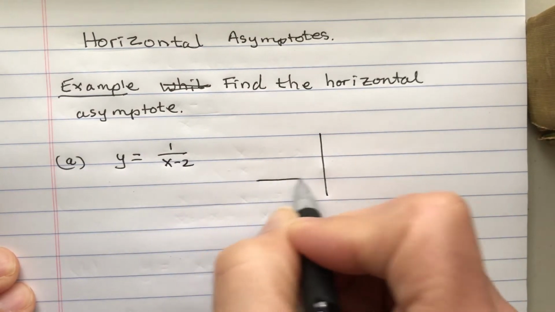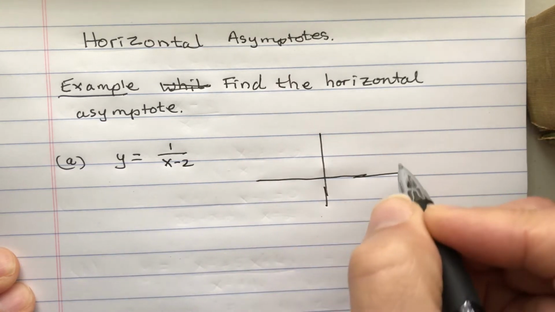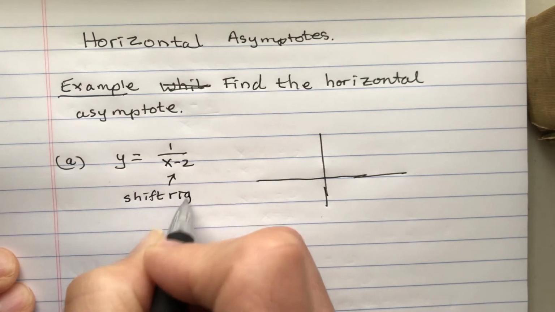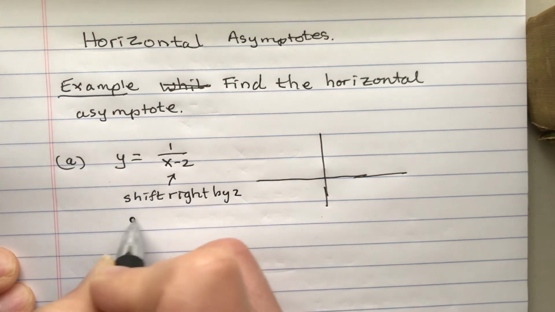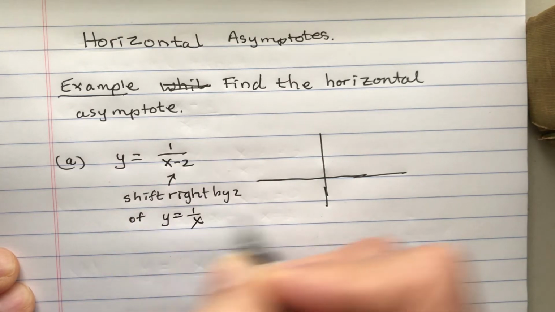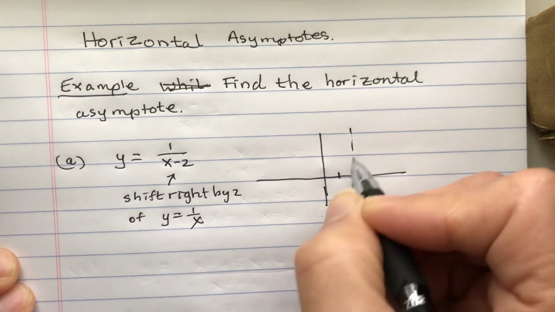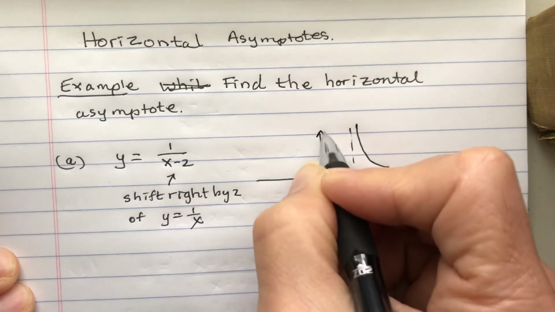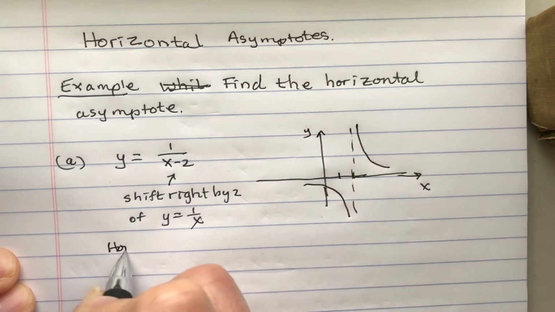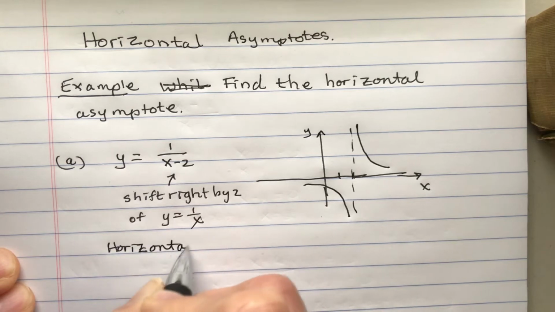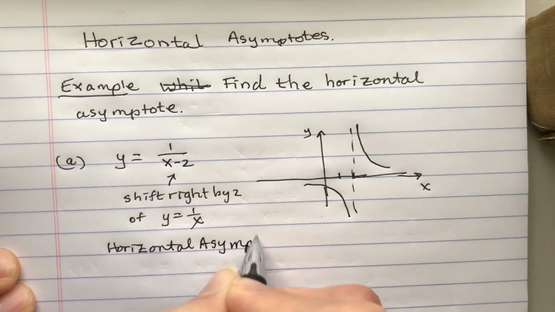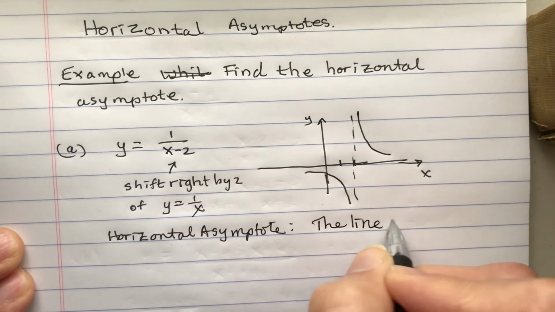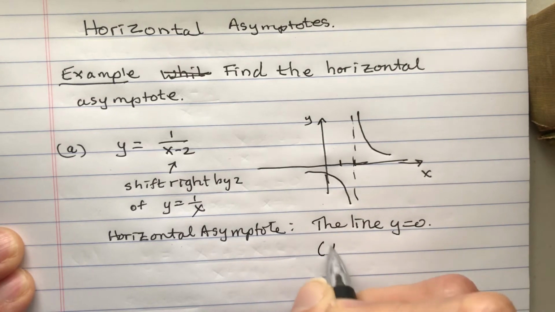This is a translation of the function y equals 1 over x. This is a shift to the right by 2 of y equals 1 over x. This is a rough sketch, but what do I see? The horizontal asymptote is the line y equals 0, which is the x-axis.